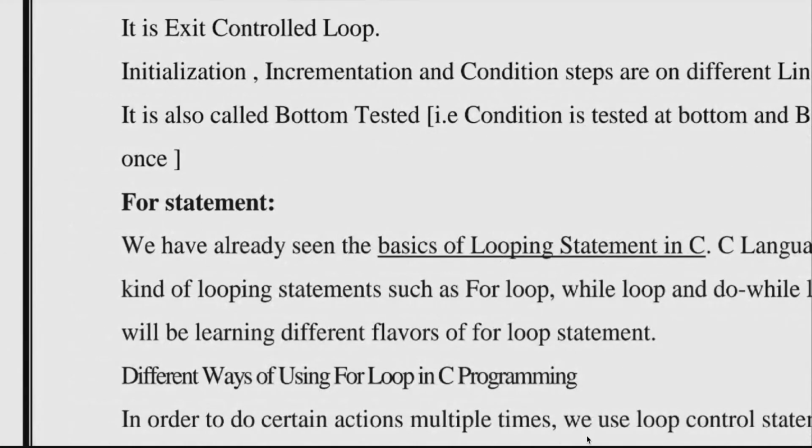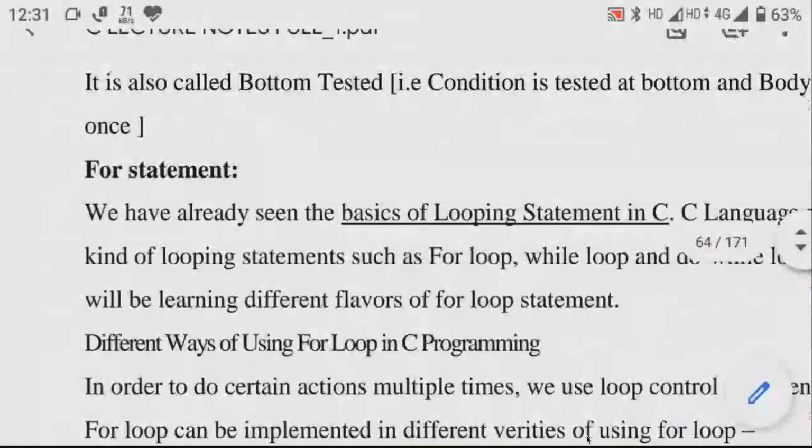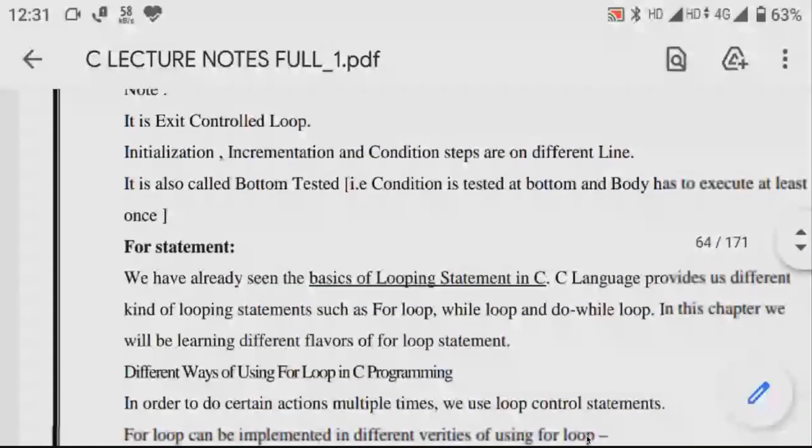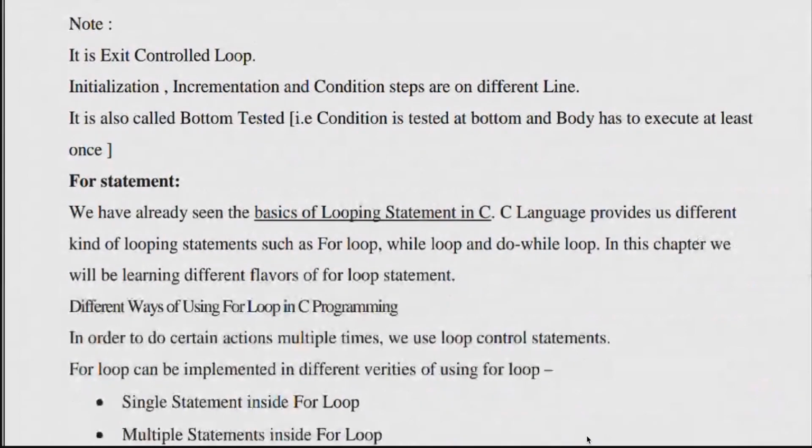For example, if I ask for numbers from 10 to 20, what are the numbers I will get in between them? 10, after that one increment 11, one increment 12, so 13, 14, 15, 16, 17, 18, 19, up to 20. So I'm asking for up to 20, from 10 to 20. So bottom means 20. After 20, it will come out.